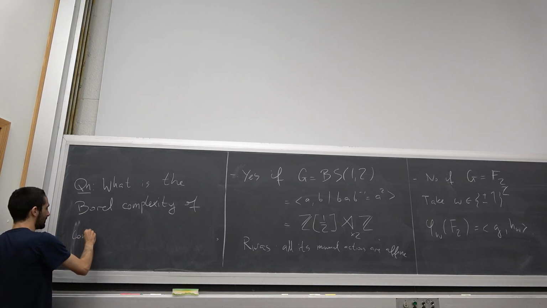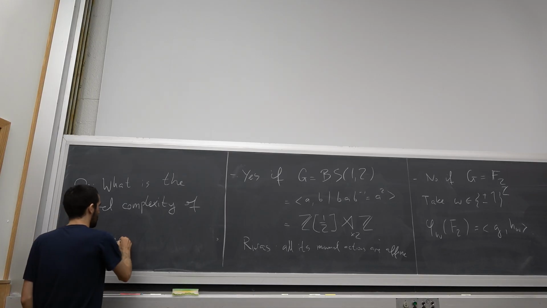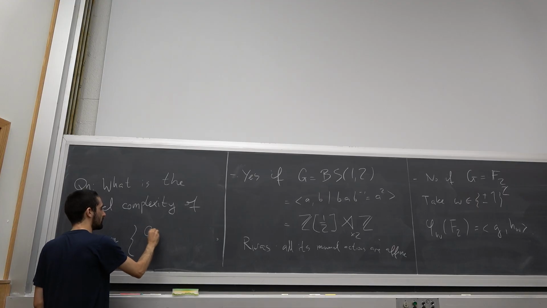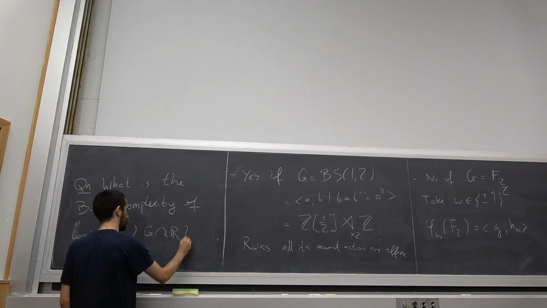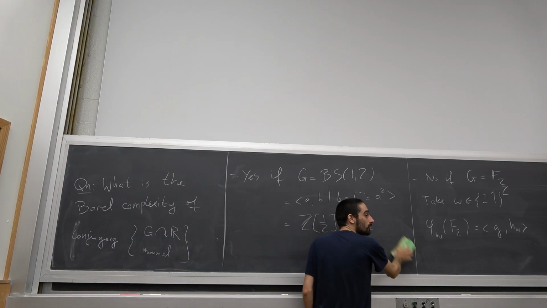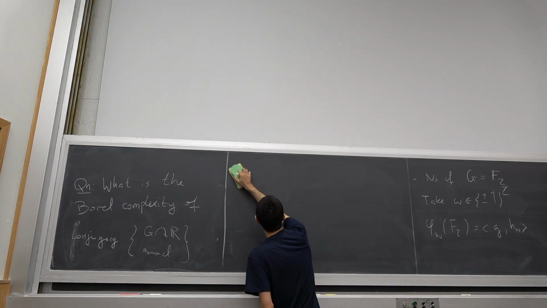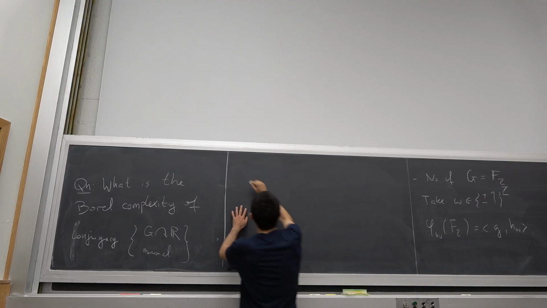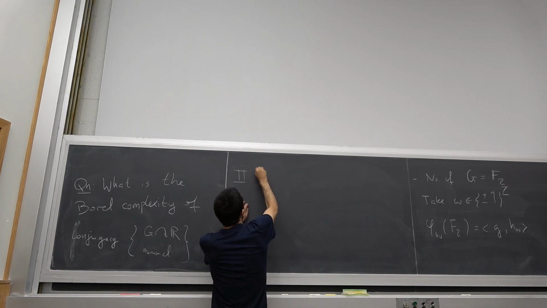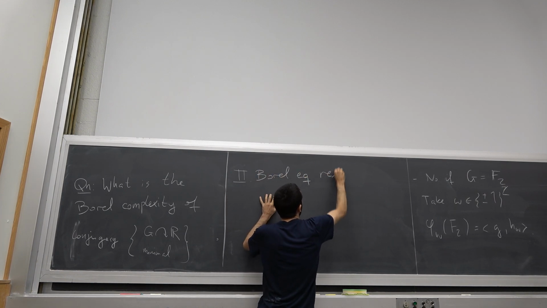I'll write these terms and then I'll say what they are. What is the Borel complexity of conjugacy in the space of all minimal actions of a given group G on the line? For this, I need to talk. I need language. Language of Borel equivalence relations.